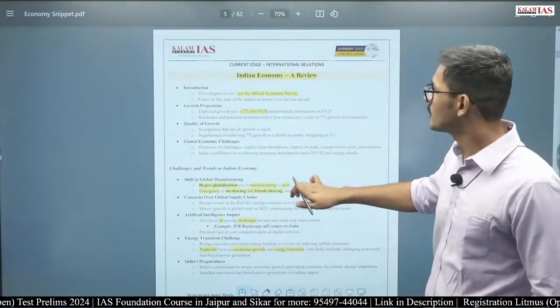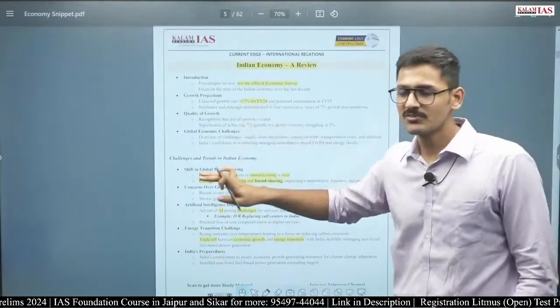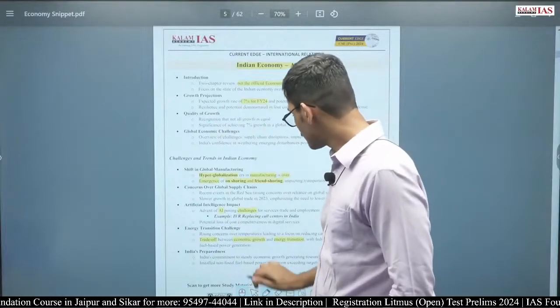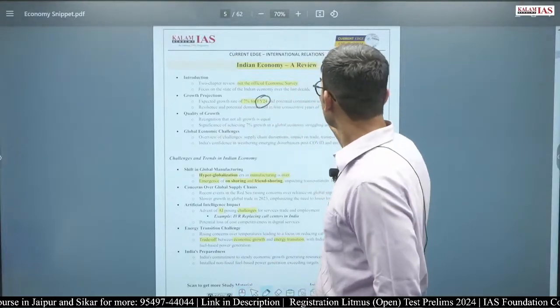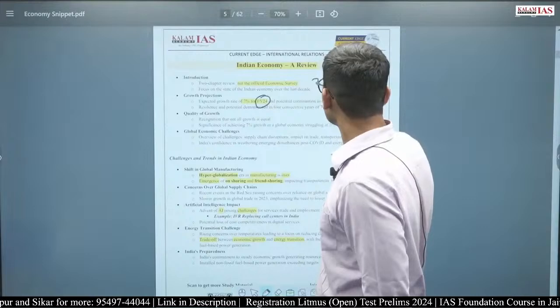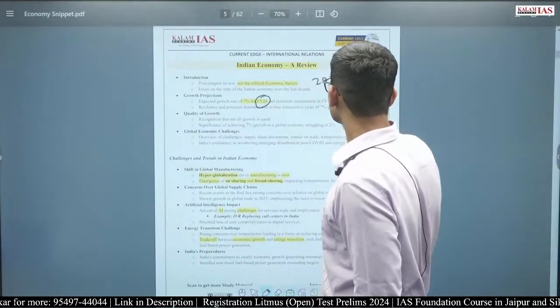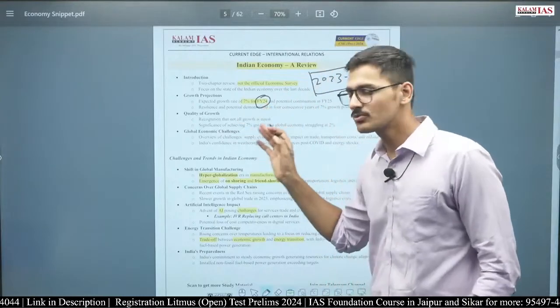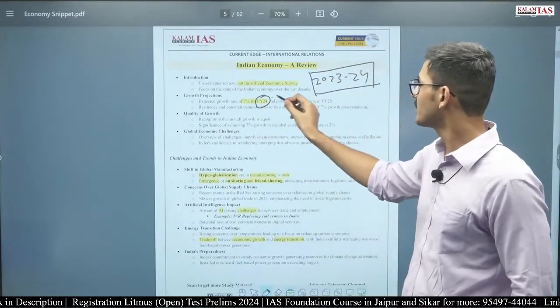So this is not an official document, and it expected a growth rate of 7% for the financial year 24. What do you mean by financial year 24? Financial year 24 basically means 2023-24. So it starts in April 2023 and ends in March 2024. So this is what we mean by financial year 24.